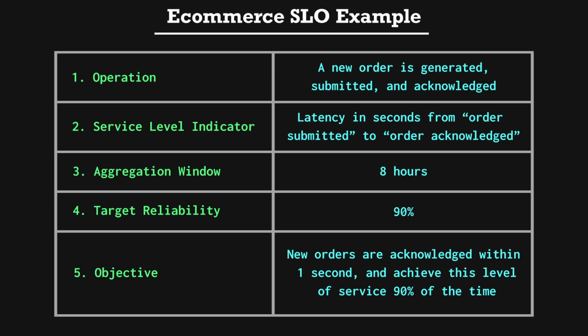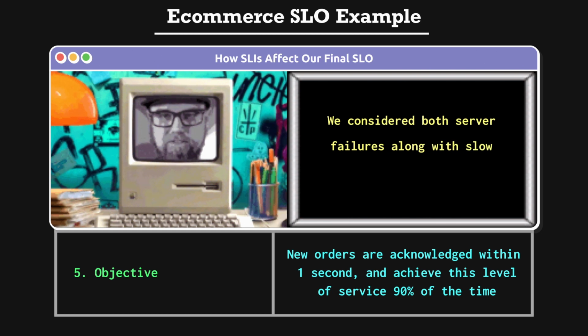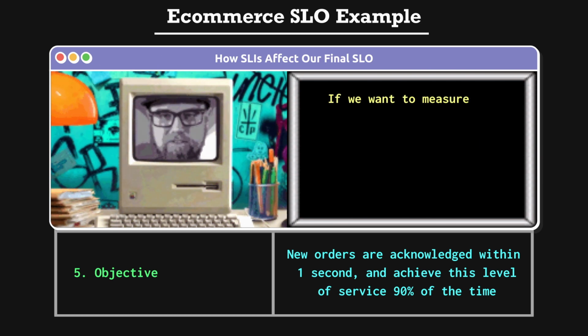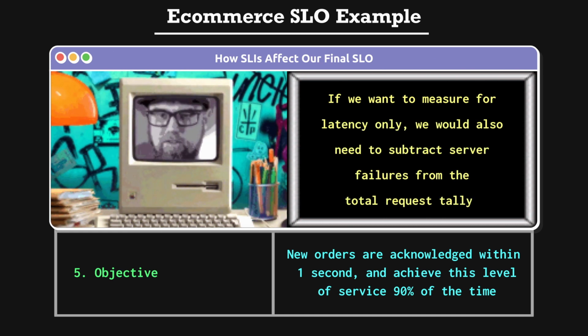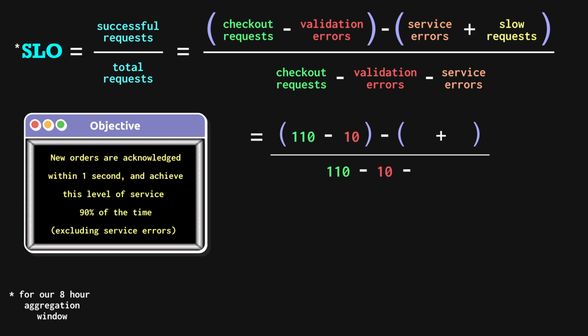However, it's important to note that this was a combination of a latency SLI and an availability SLI. This is because we consider both server failures, along with slow responses, as failed requests. If we want to be razor sharp about measuring for latency only, we would also need to subtract server failures from the total request tally and only consider the latency of requests. Let's change the formula to reflect this. In an 8-hour window, or aggregation window, we still have 110 total checkout requests. 10 of those requests fail because of a user input validation error, leaving us with 100 requests to consider.